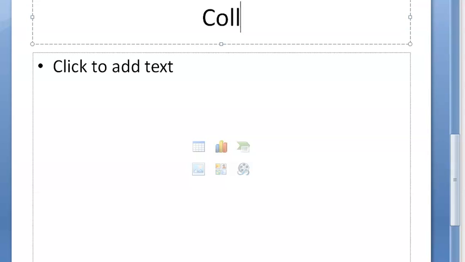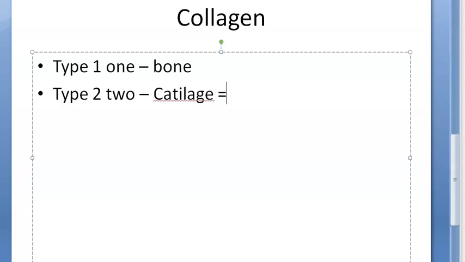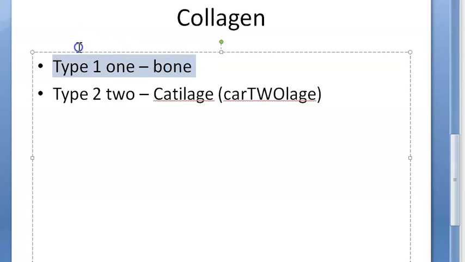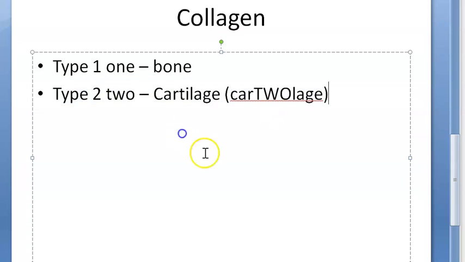See. Collagen. You have type 1 collagen, that is ONE, that will be there in bone, right, ONE. Then type 2 collagen, TWO, and it is like cartilage, okay, something like that, they will say cartilage. So, that is a way to remember. So, what is collagen? It is a fibrous component of the extracellular matrix of the connective tissue. In bone you have type 1 collagen and cartilage you have type 2 collagen. Okay. And there are other types of collagen also.